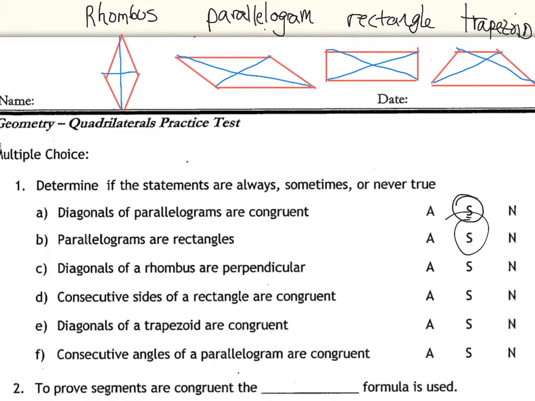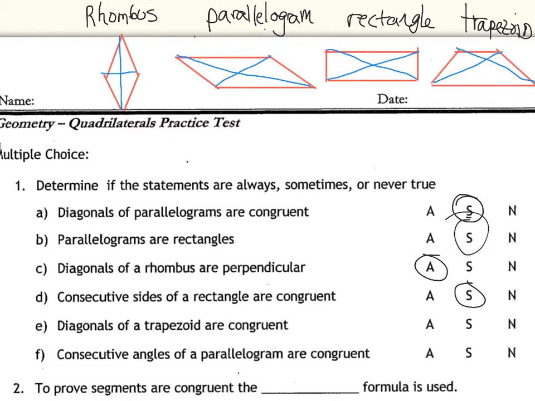Okay, part C, diagonals of a rhombus are perpendicular. Here the diagonals of the rhombus would always be perpendicular because they would have that symmetry. So that one is true, always. Next one, consecutive sides of a rectangle are congruent. Consecutive sides would be like this side and this side. In this one, we see that consecutive sides are not congruent necessarily, but for a square, which is a rectangle, they would be. So again, that is sometimes true.